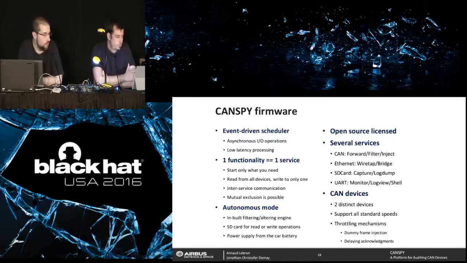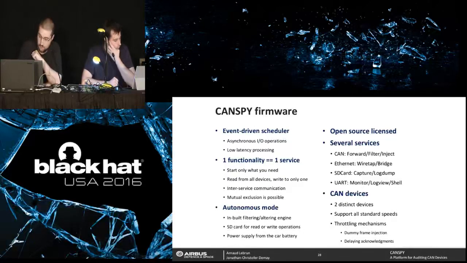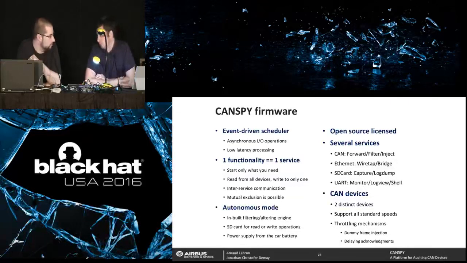It's quite straightforward, actually. You have the CAN services: one service to forward, one to filter, and one to inject, if you want to inject a frame through other services or through the network. Through Ethernet, you have the wiretap service that just sniffs CAN frames over the network. The bridge service does that too, but allows you to inject frames through Ethernet. The SD card allows you to capture frames if you want, for example, to hide the tool in your car and go to your auto mechanic, and want to see what kind of frames are being sent by the tool you do not have access to.